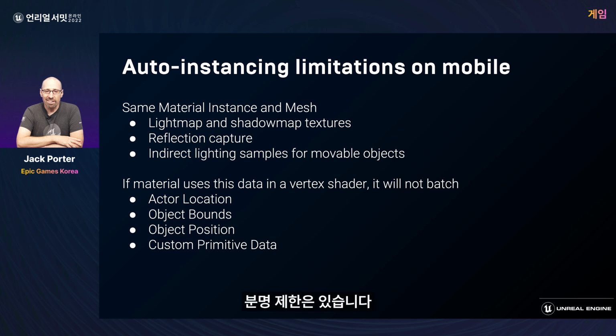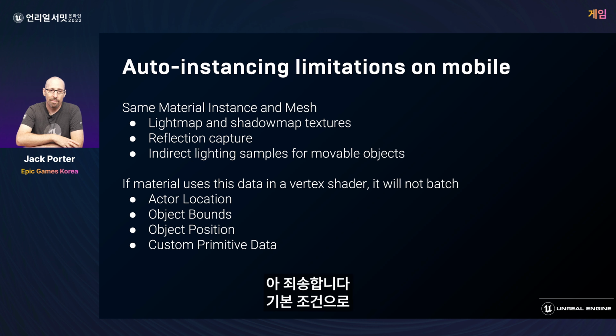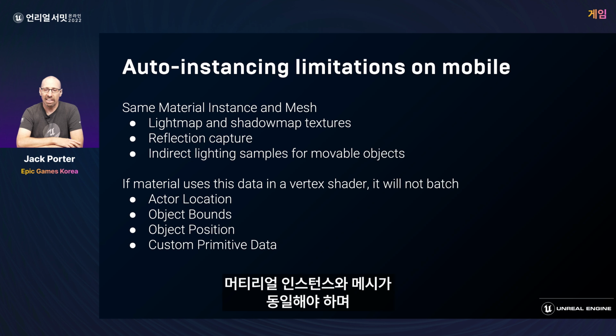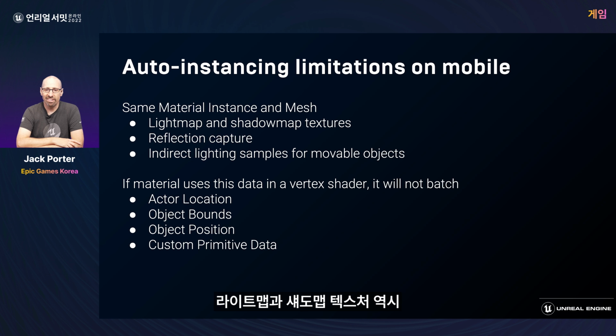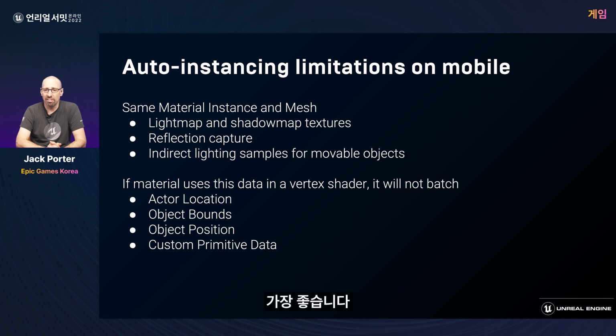It does have some limitations. The light map and the shadow map texture have to be the same. The base requirement is that the material instance and the mesh are the same. But as well as that, the light map and the shadow map texture have to be the same, as well as the reflection captures. For these reasons, meshes that are placed nearby each other instance the best.